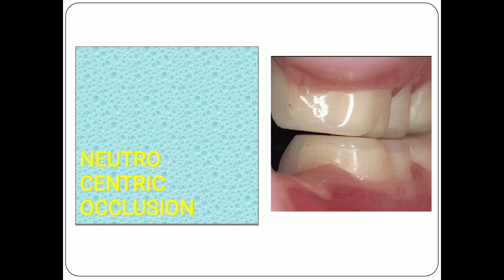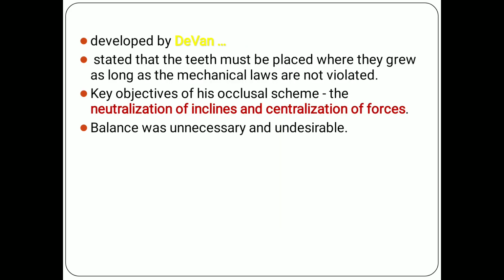Then the other type of occlusion is neutrocentric occlusion. It is developed by D. Vance. It states that the teeth must be placed where they grow as long as the mechanical laws are not violated. Balance was unnecessary and undesirable. Key objectives of this occlusal scheme include neutralization of inclines and centralization of forces. Right.